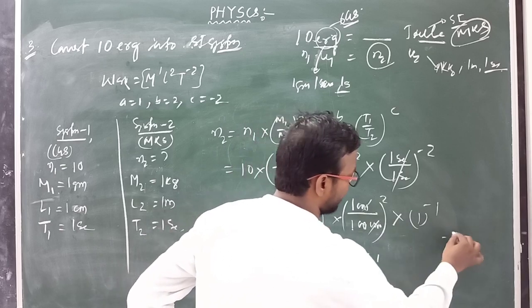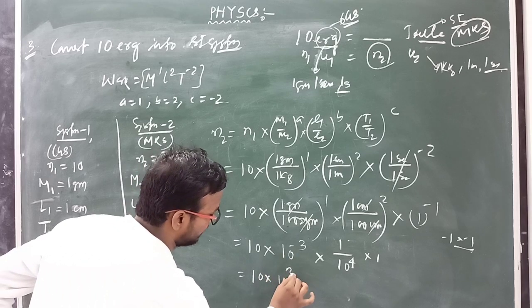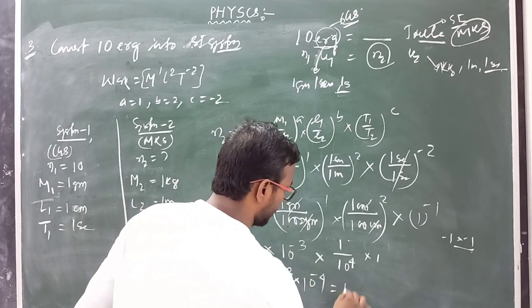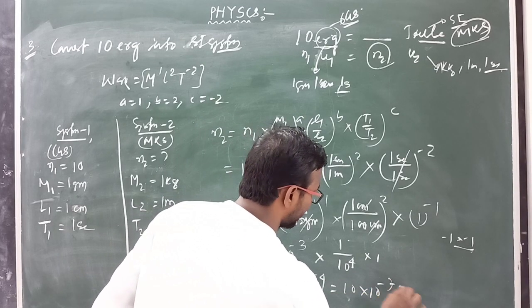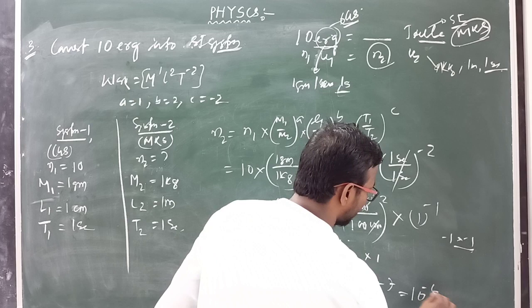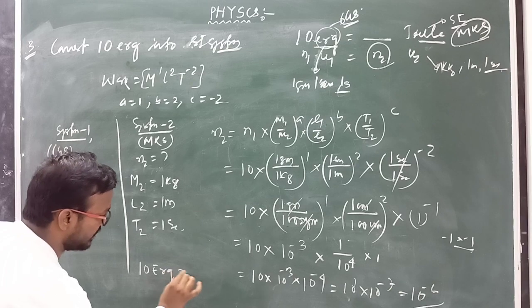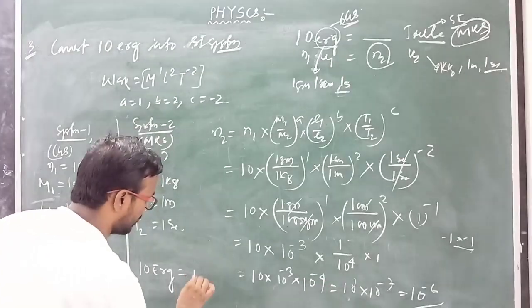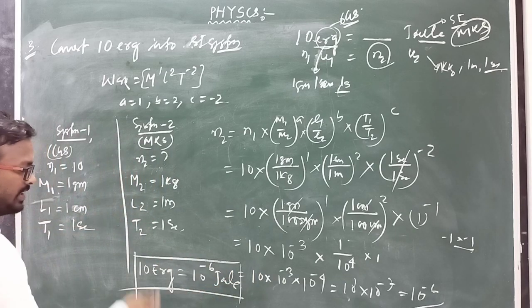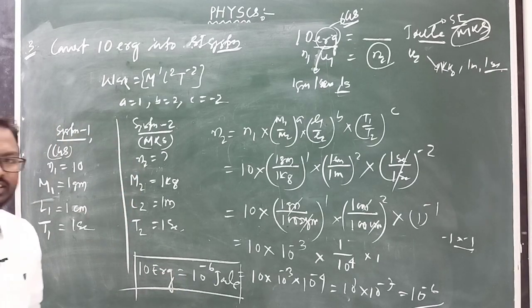We get 10 into 10 to the power minus 3, and here 10 to the power minus 4, which is equal to 10 into 10 to the power minus 7, and here 1. So finally we get 10 to the power minus 6. Clear? So we can write 10 erg which is equal to 10 to the power minus 6 joule. In this way you can find different types of physical quantity, converting one system of unit to another system of unit.